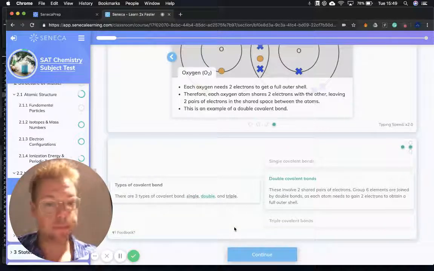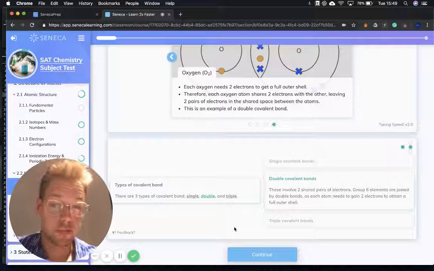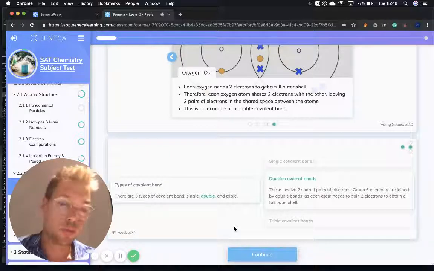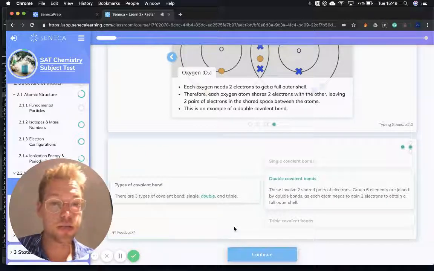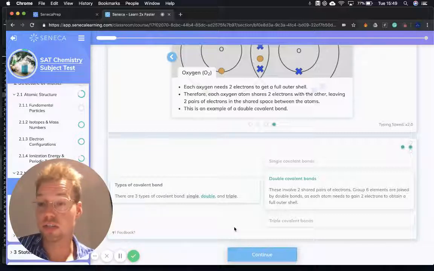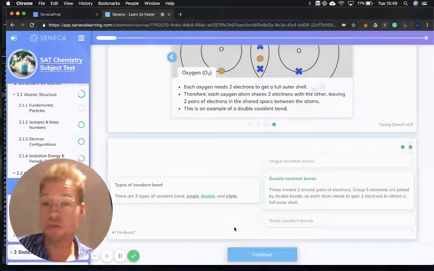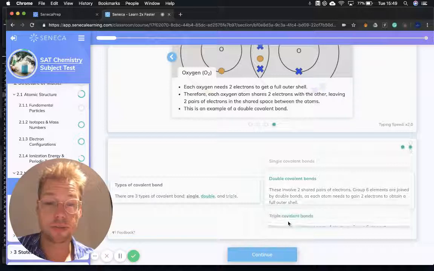Double covalent bonds. This involves 2 shared pairs of electrons. Can you notice a theme? Group 6 elements are joined by double bonds, so each atom needs to gain 2 electrons to obtain a full outer shell. Nice little rule to remember. So O2, S2, they're going to have nice little double bonds.